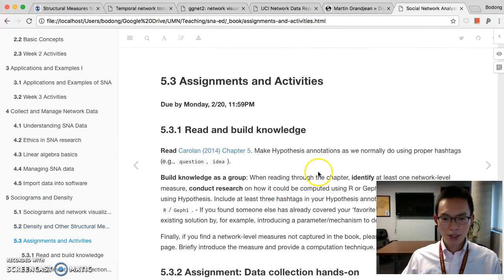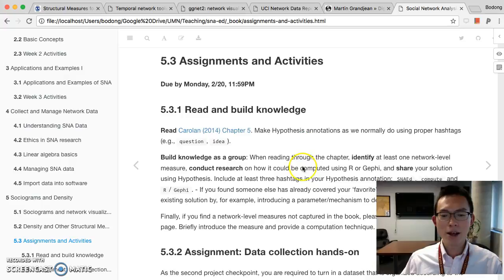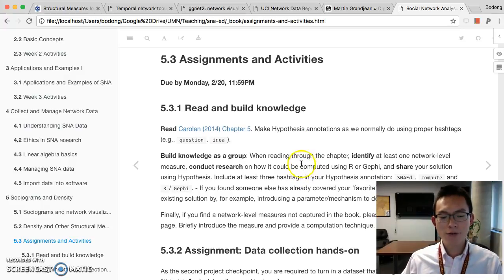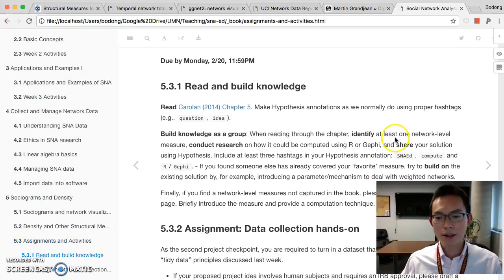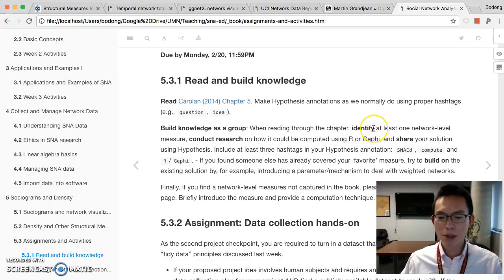And for the week's assignment and activities, the first part you can just get a sense of from reading this page is to read the chapter and then to build knowledge together. Building knowledge together is basically to find a measure you like or you don't like. It doesn't really matter. And then do a bit of research on how it could be computed. You could Google it. For example, you can Google Gephi, density measure, directed network. You can find out how to compute this measure in Gephi. And then you can share the solution.